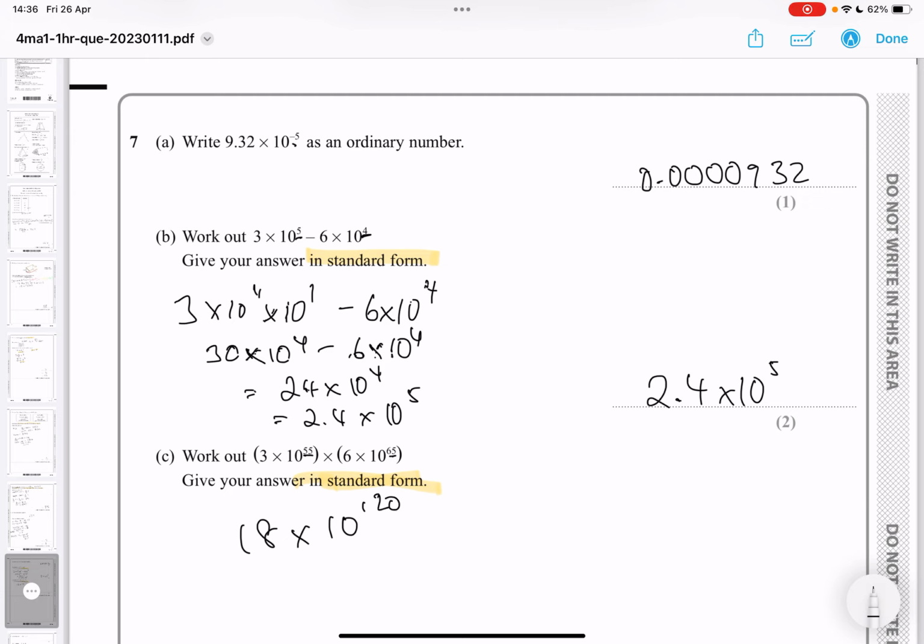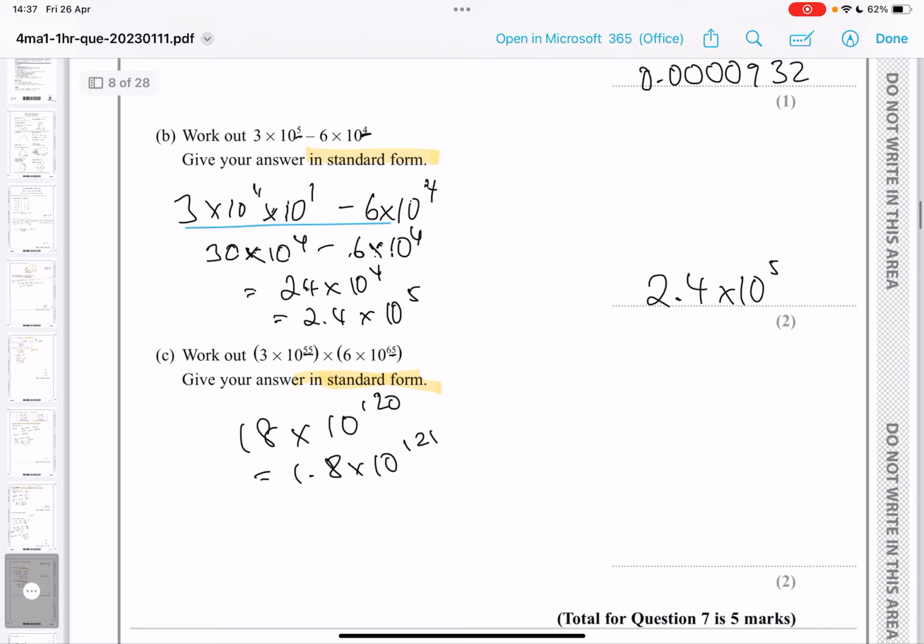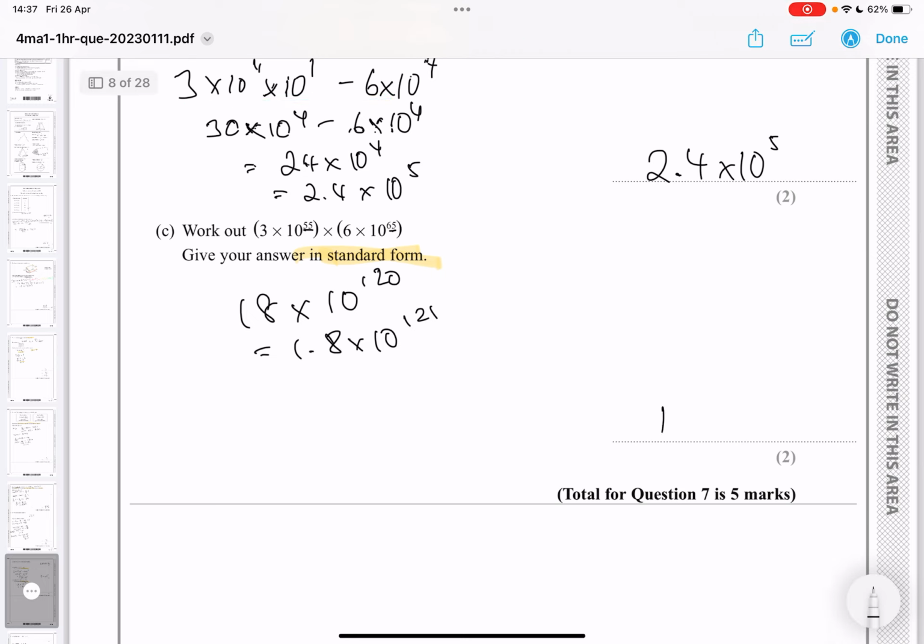Okay, so multiplying indices, you add. If you divide indices, you subtract. So it's just indices laws that you need to learn. But it says give your answer in standard form. So that's not in standard form, and we have to convert it. So it'll be 1.8 times 10 to the power of 121. Okay, next question.